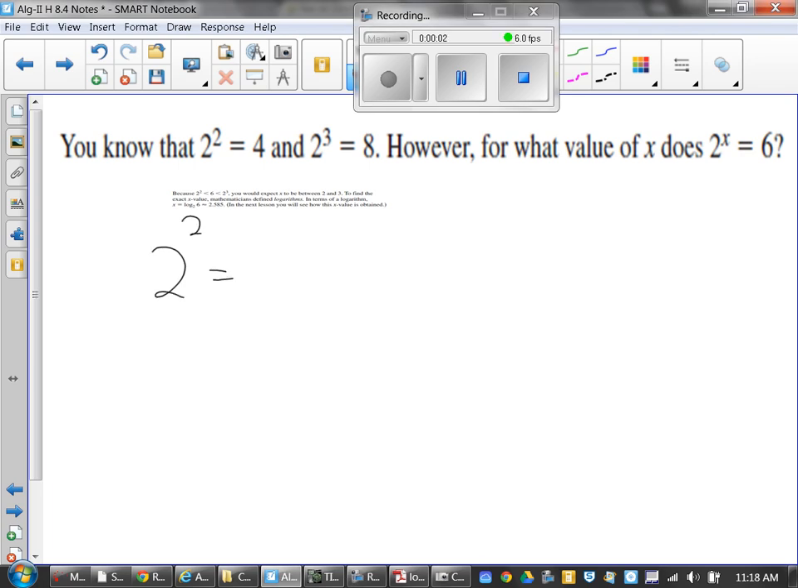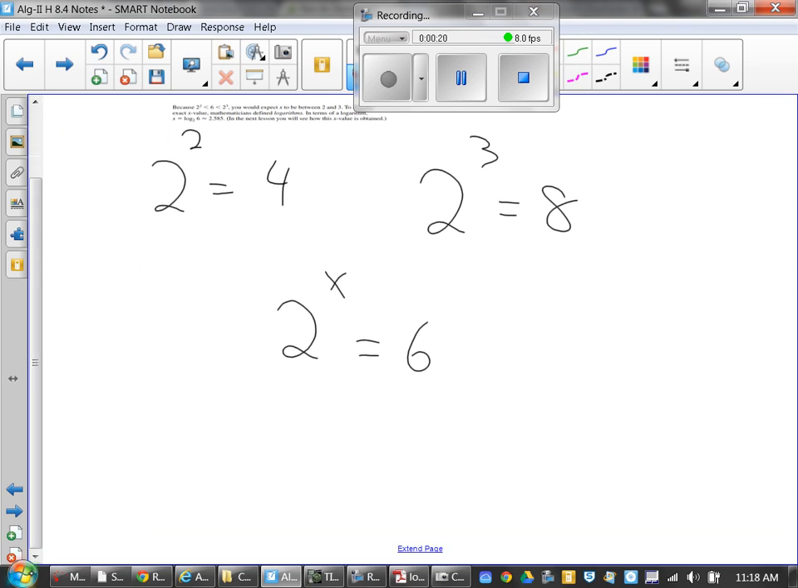Basically works like this. Is it 2 and a half? 2 to what power gets you 6? I am estimating 2 and a half. You're estimating 2.5. Now, what happens here is that we needed a way to solve this type of problem.